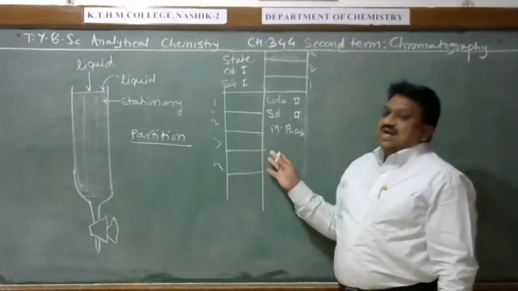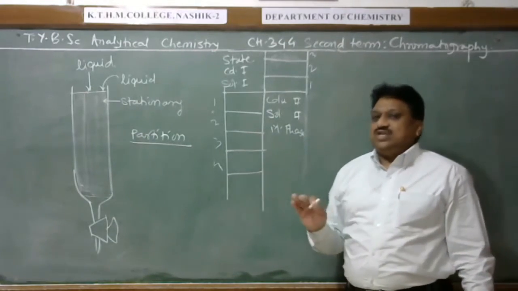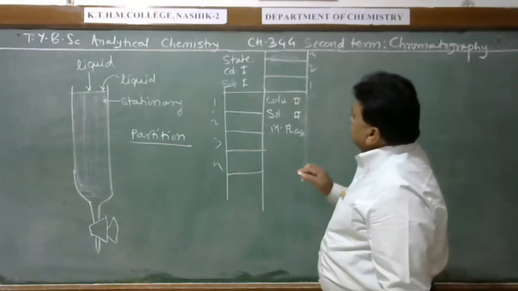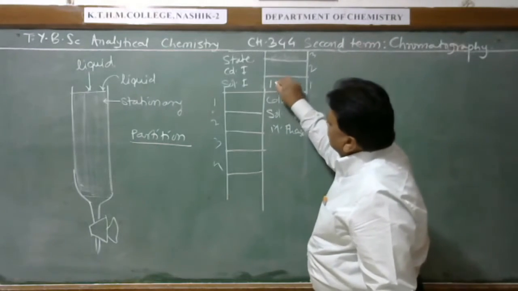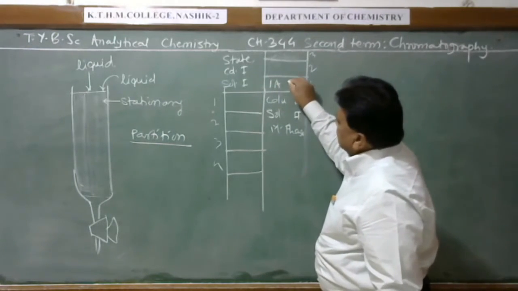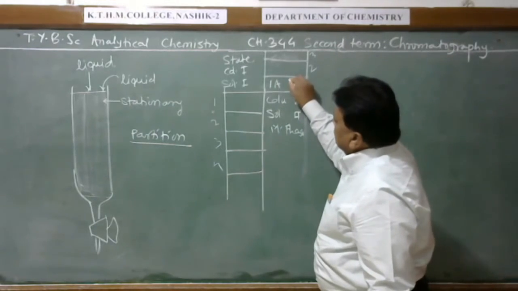Now we discuss how this matchbox model actually works. Suppose, for example, we have two components, that is A and B.